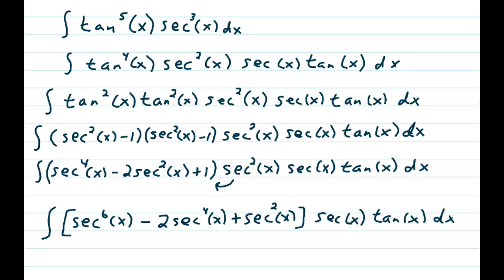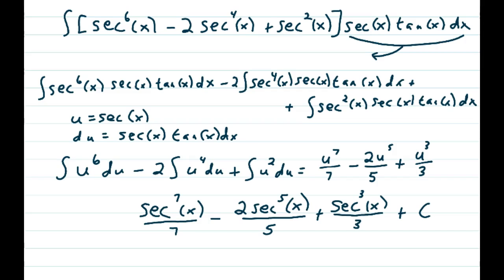And we trade each one of those tan squareds into a secant squared of x minus 1. And this gets to be an algebraic nightmare here, but we FOIL it out, and we get secant to the fourth power of x minus 2 secant squared of x plus 1. You still have that secant squared, which you need to distribute backwards, and you get an integral of secant to the sixth power of x minus 2 secant to the fourth power of x plus secant squared of x. And again, we have that secant tan sitting at the back waiting for u to be secant of x.